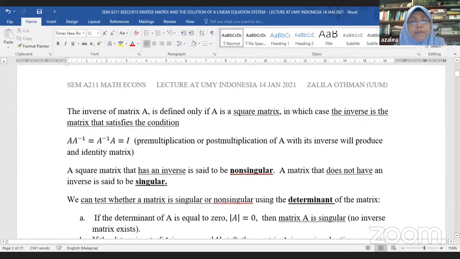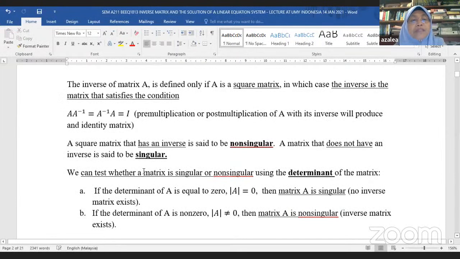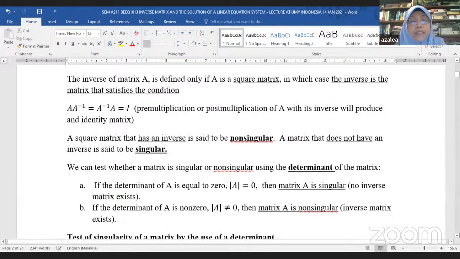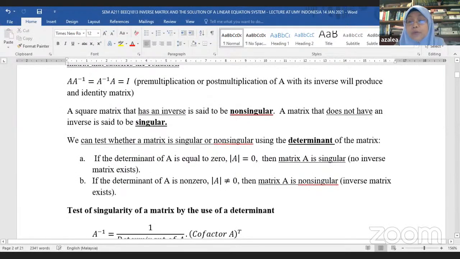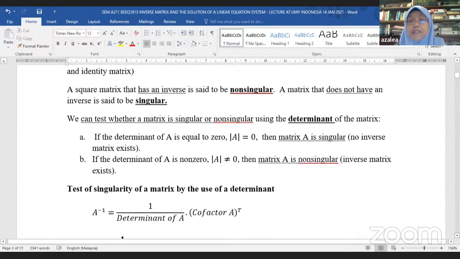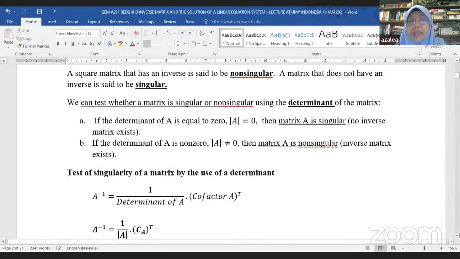Before that, if matrix A has an inverse, then it is said to be non-singular. A matrix that does not have an inverse is said to be singular. So we can test whether a matrix is singular or non-singular using the concept of determinant. If the determinant that we calculate for matrix A is equal to 0, then we say matrix A is singular, meaning no inverse matrix exists, then there will be no solution to the system of equations. Otherwise, if the determinant of A is non-zero, then we say matrix A is non-singular, meaning the inverse matrix exists.